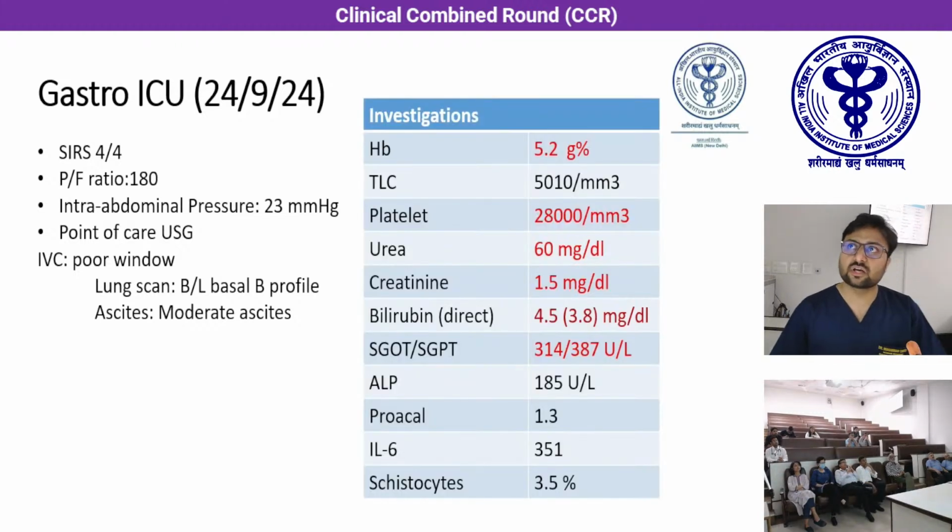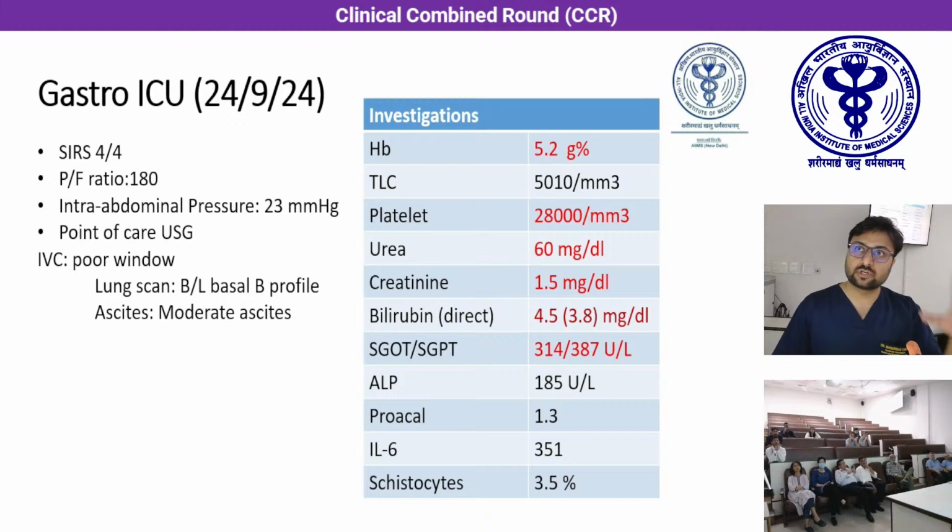On further evaluation, her hemoglobin was 5.1. At day 2, counts were 5,000, platelet count was 28,000, creatinine was elevated, and there was hepatic dysfunction also. As hemoglobin was low and there was thrombocytopenia and renal dysfunction, we kept a possibility of thrombotic microangiopathy, which is a known complication of acute pancreatitis. So we ordered schistocytes. On peripheral smear, schistocytes were 3.5%, and there was evidence of hemolysis. LDH was elevated and retic count was also elevated.